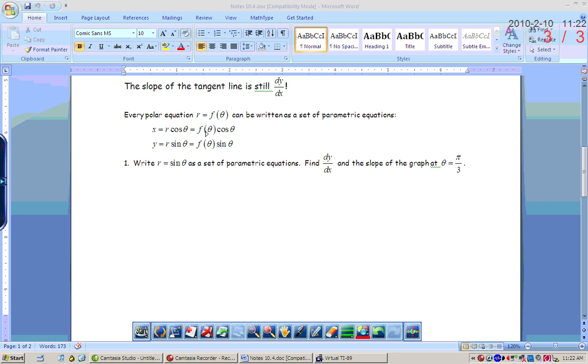So your r is going to be given to you as an f of theta, like an equation, like in the first example, r is sine theta. So to write r equals sine theta as a set of parametric equations, x equals r, which is sine theta, times cosine theta. Basically, x is r cosine theta and y is r sine theta, but then you have to plug the equation for r in. So y is going to equal sine theta times sine theta, or sine squared theta.